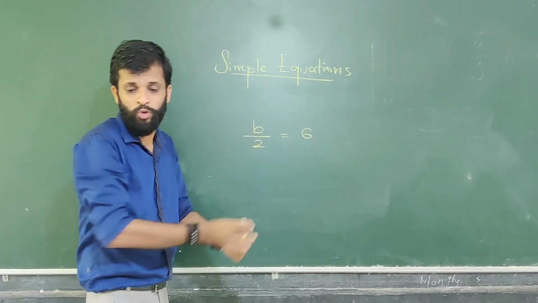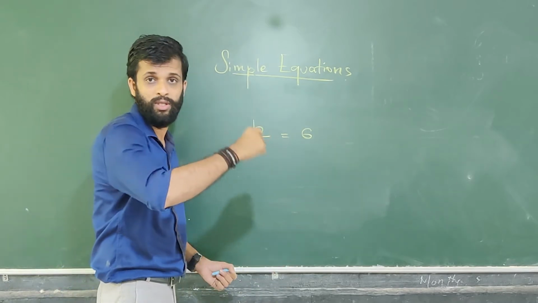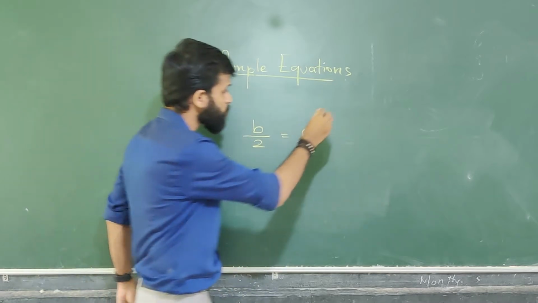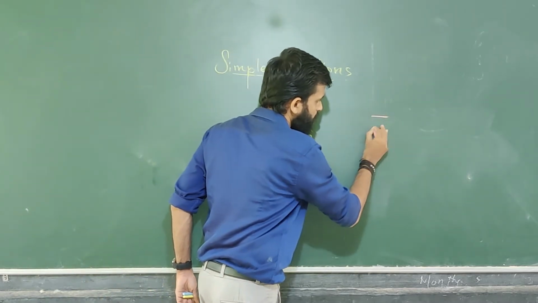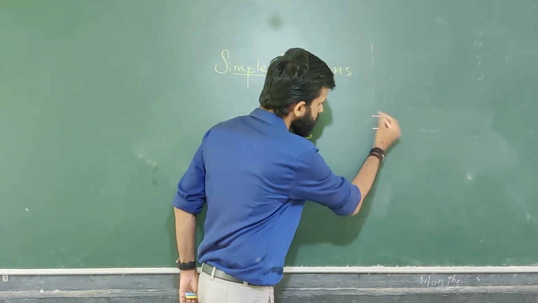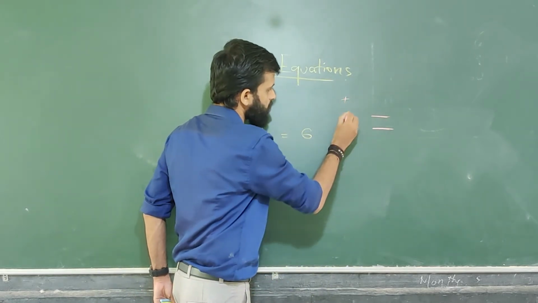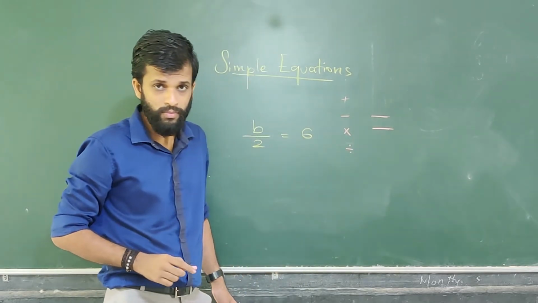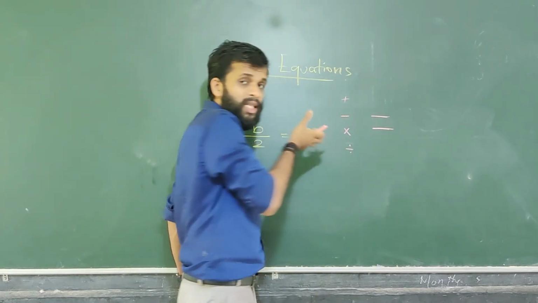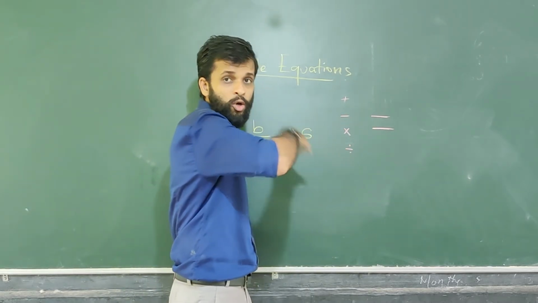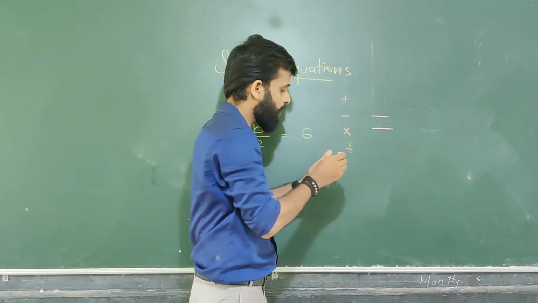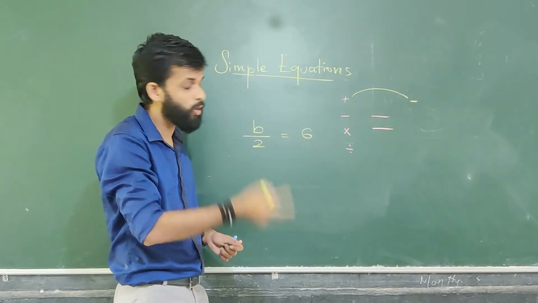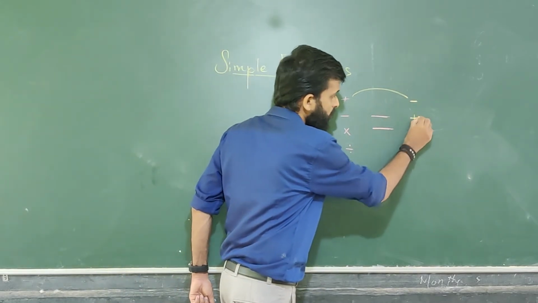I'll just write it down for you so that you remember what happens when you transpose the values to the other side, and how the signs change. I have a big equal to sign, and then I have a plus sign, minus sign, multiplication sign, and a division sign. Whenever you are taking a number with these signs to the other side of equal to, a plus will become minus, and a minus will become plus.